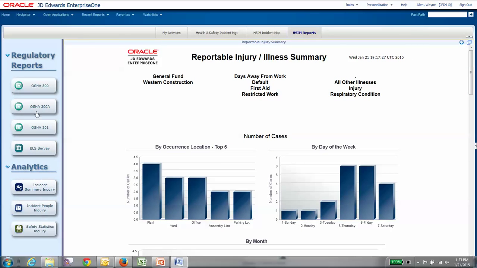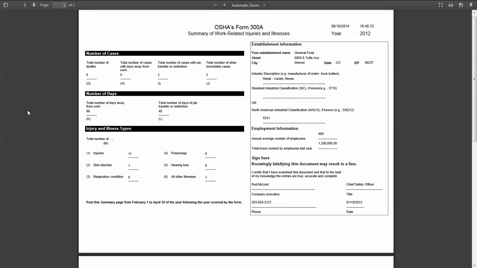Thanks to the standard OSHA 300, 300A, 301, as well as the Bureau of Labor Statistics survey, Wayne can now accomplish in seconds what used to take him weeks and months. These standard forms include all of the required regulatory data, such as the name and address of the establishment, the number of employees and hours worked by those employees, as well as the number of cases, number of days affected by those cases, and injury and illness types involved in those cases.